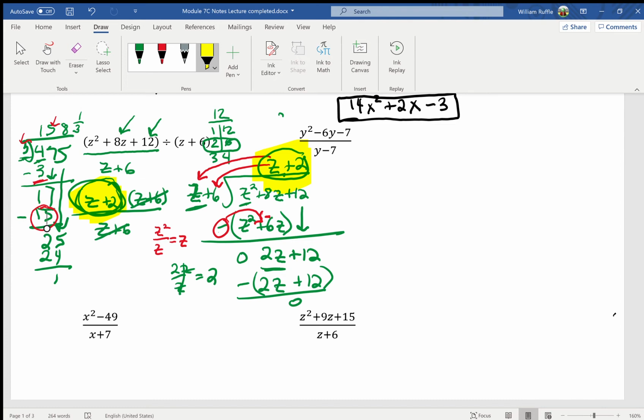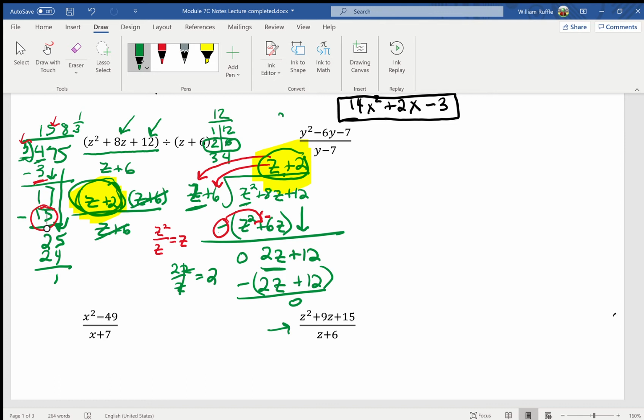Now, clearly factoring is a much better way of doing this. And the first couple of them can be done by factoring. But once we get down to this question right here, it doesn't factor anymore, so we have to know how to long divide.